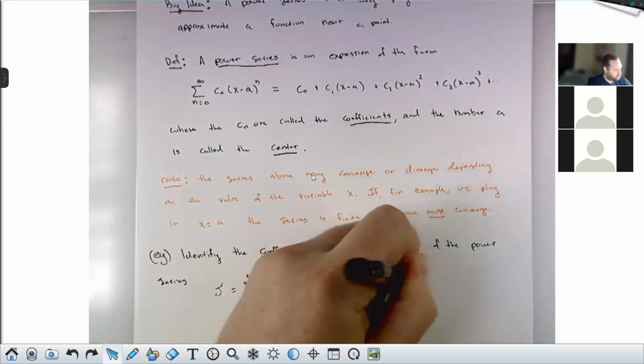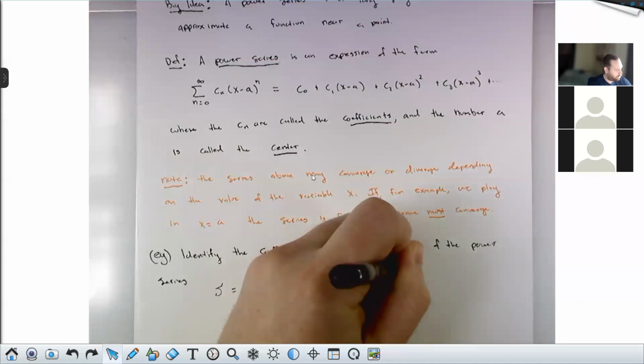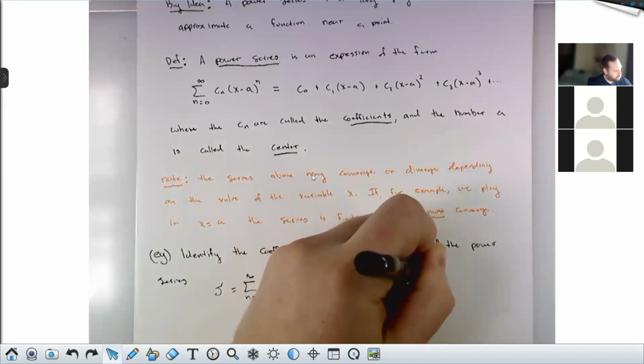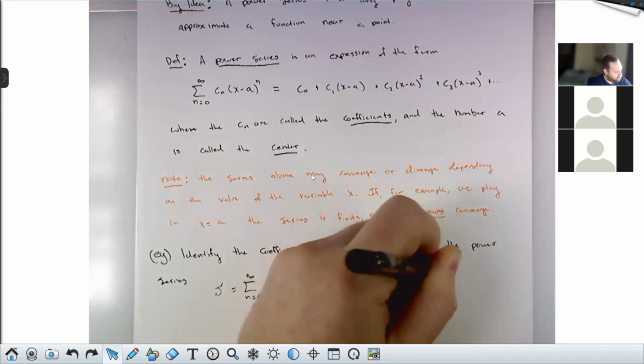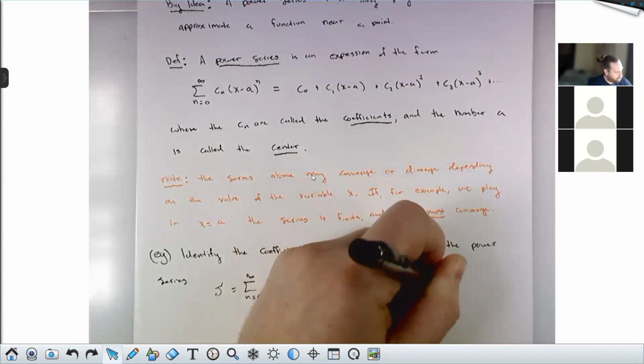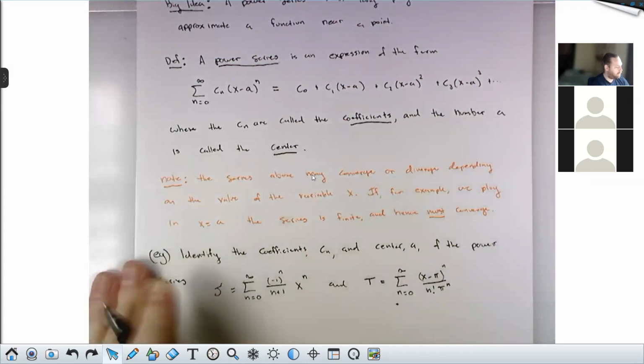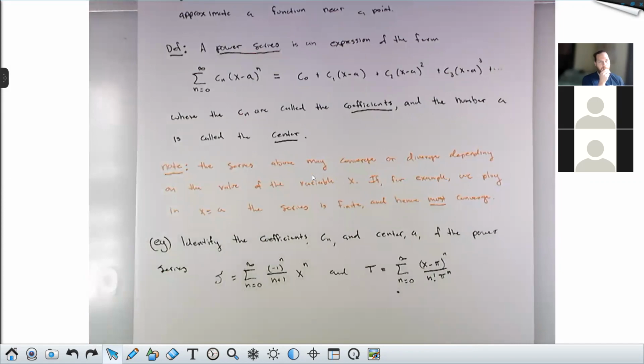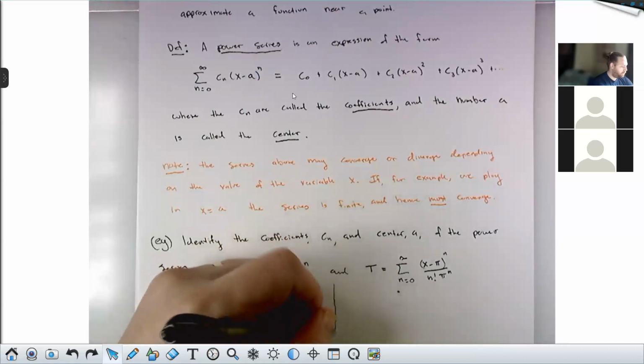And let's look at also sigma n from 0 to infinity, (x minus pi)^n over n factorial times pi^n. I claim that these are both power series, that these both fit into this form. And right now, all we're trying to do is figure out, well, okay, if that fits into this form, what is this and what is this? What are the coefficients, Cn, and what is the center, a? I'll put a little divider here.